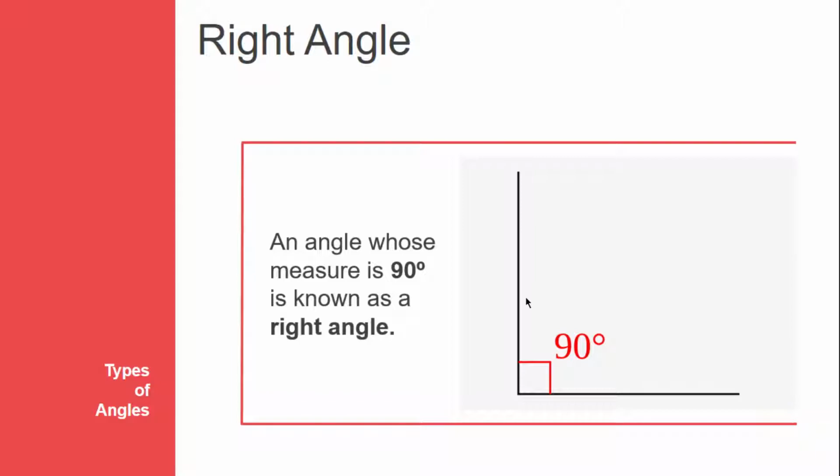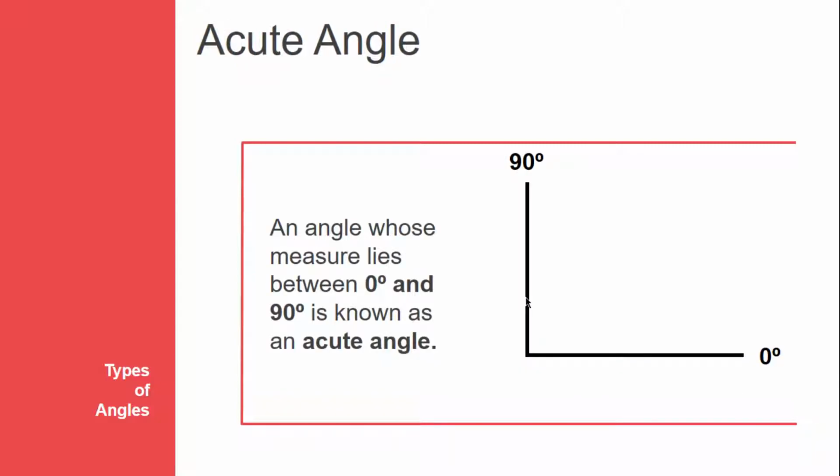Now remember that these lines, when they form 90 degrees, are also known as perpendicular lines. And the second type of angle that we will look at is the acute angle. We already know when there is a 90 degree angle, it is known as a right angle. But anything that lies between 0 and 90 will be known as an acute angle.